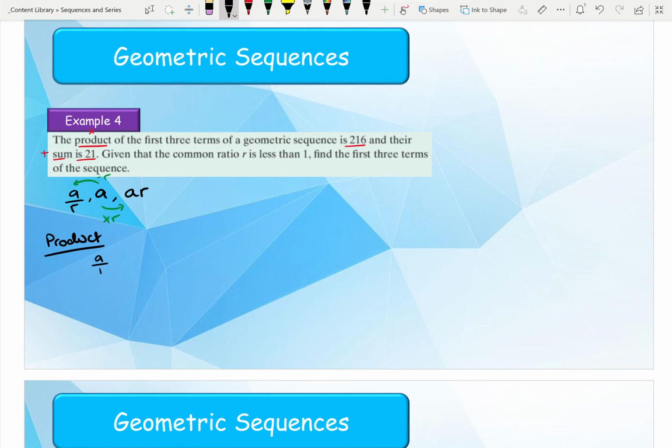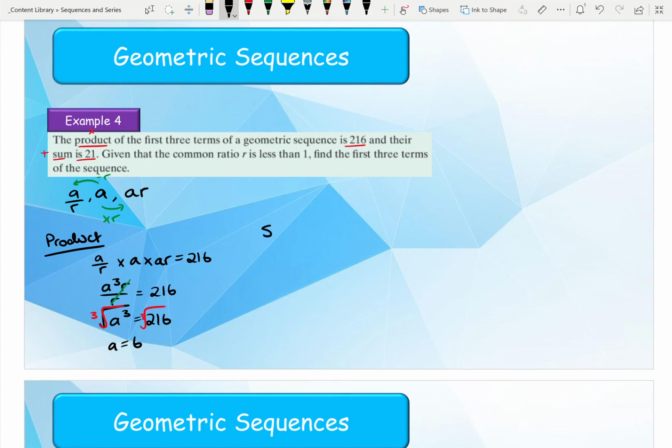Because that means term 1 is going to be a over r times a times a r is equal to 216. Which means I'd have a cubed r over r, which would give me 216. Which means nice and simply here, my r's would cancel, which it wouldn't if I hadn't used this little trick. So now I'm going to get a cubed is equal to 216. And to get a, I simply cube root both sides. And when I cube root both sides, remember pressing shift and square root on your calculator, it gives me 6. So I have a now is equal to 6.